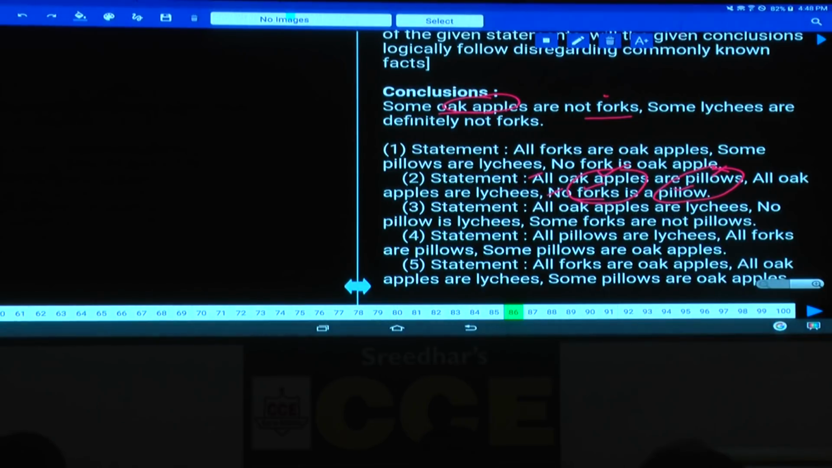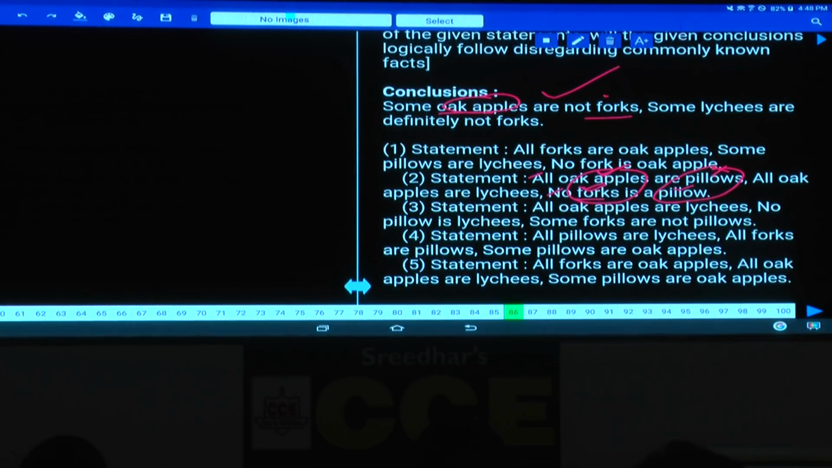What is the conclusion here? Both are tick and tick. We'll get no oak apple is fork as the final conclusion. No oak apple is fork means I can definitely conclude some oak apples are not fork, and the first conclusion can be drawn. Are you following this one or not? Okay, first conclusion I am able to derive.